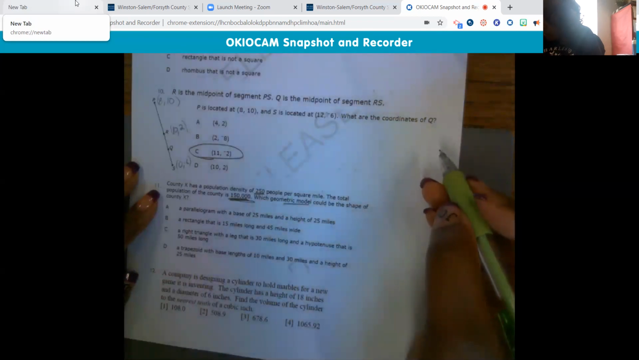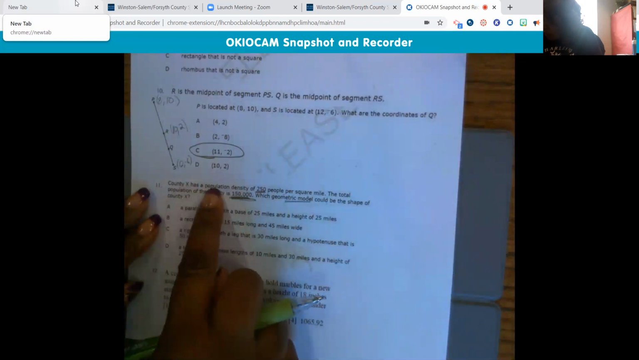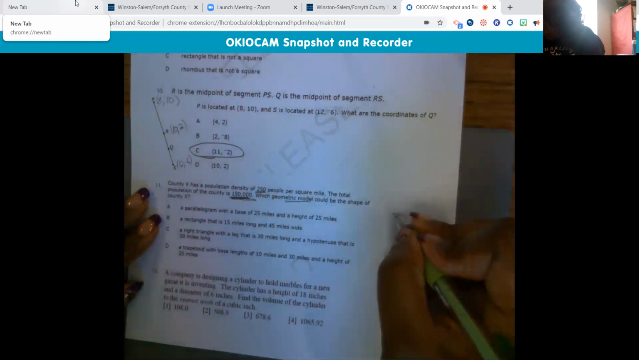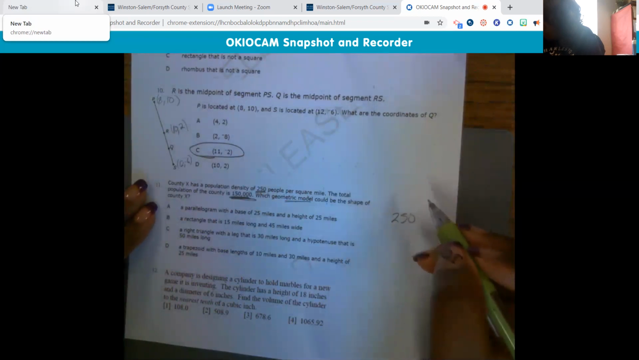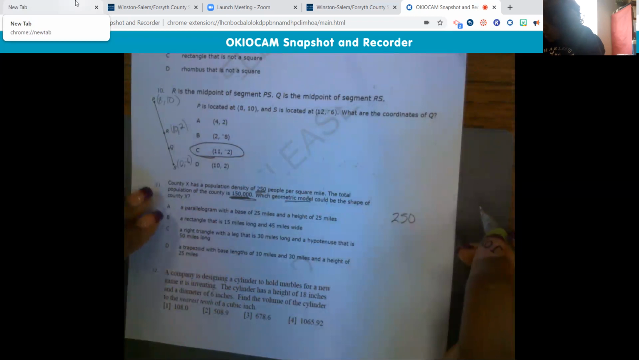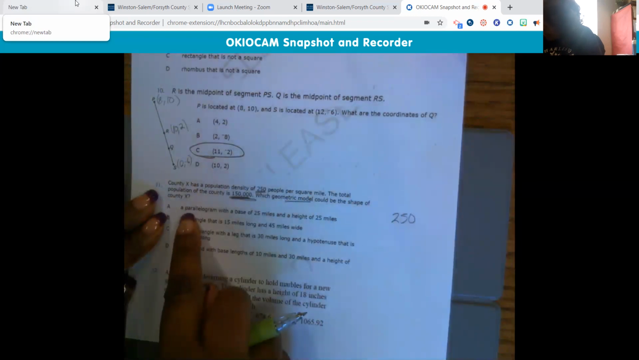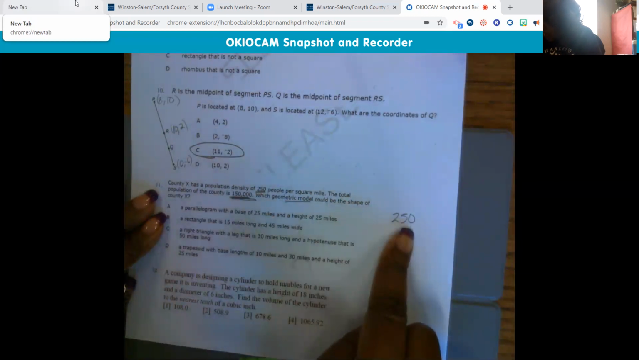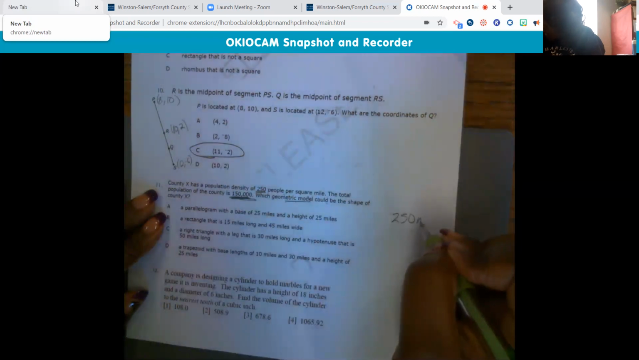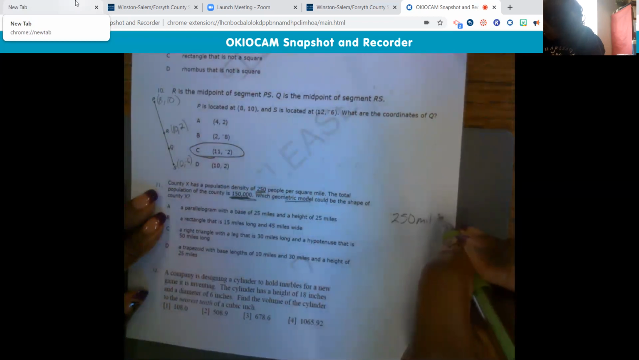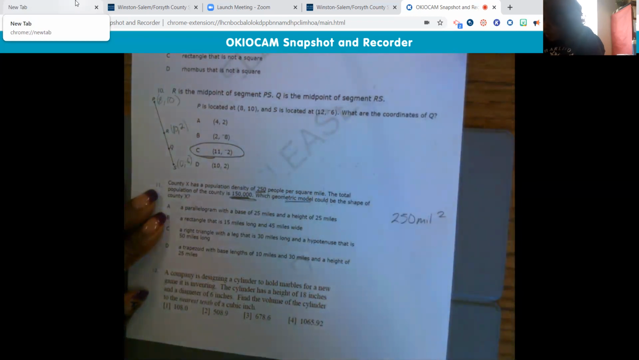Okay. All right, so let's look and see. Okay, so we know that the population density is 250 people per square mile. Okay. All right, so let's look at this. Let's see what would give us 250 per square mile. All right. 4 miles to the second power, right?